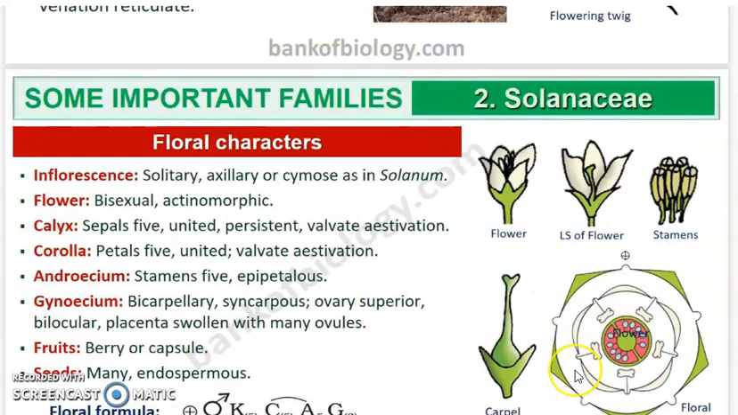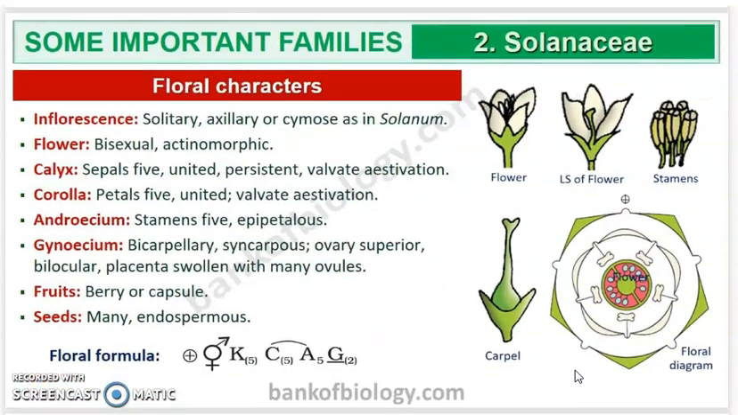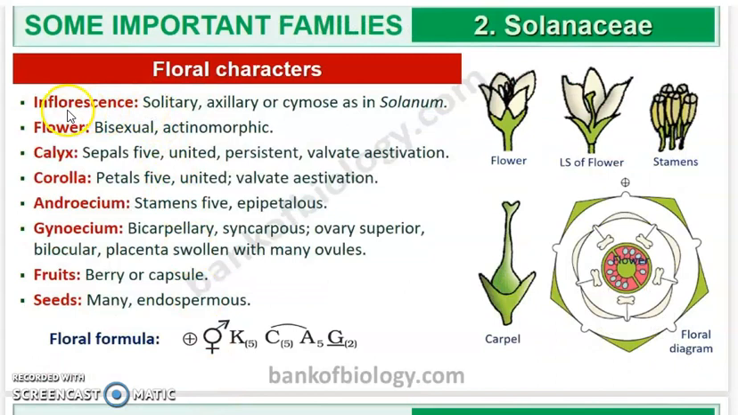So now let us learn about the next part, which is the floral characters. If you see the characters of the flower, their inflorescence is solitary. Solitary means they will have single flowers. Okay, so solitary means they will be present as one single flower on the floral axis. That is called a solitary flower.